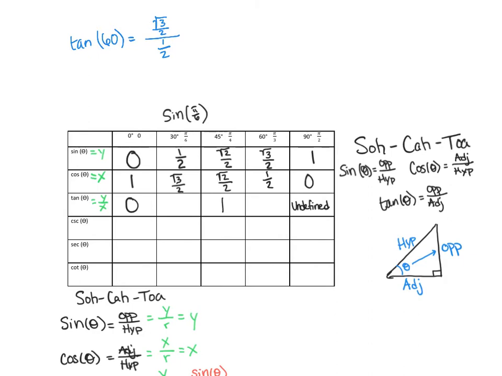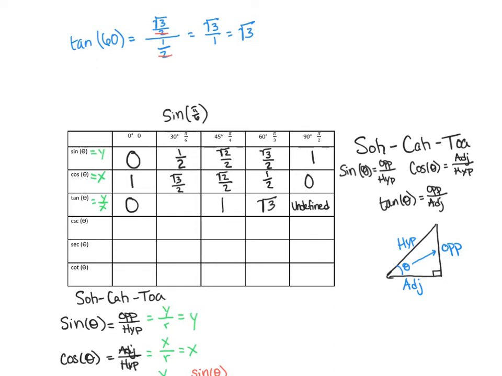But I also know that if I have a fraction being divided by another fraction, and both their denominators are the same, I can cancel them out. I'm just going to be left with the square root of 3 over 1, or square root of 3. So I can say that tangent of 60 degrees, or tangent of pi over 3, is just going to be square root of 3.